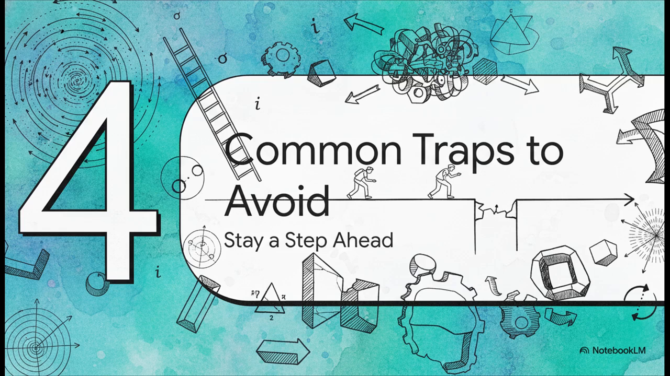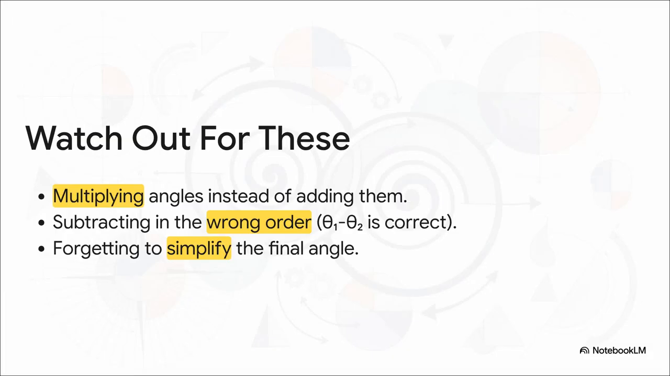Okay, so the rules are awesome because they're so simple. But that simplicity can sometimes be a trap. It's really easy to make a small mistake if you're going too fast. So let's talk about a few of the most common pitfalls so you can watch out for them. First off, the biggest one I see: people accidentally multiply the angles instead of adding them.